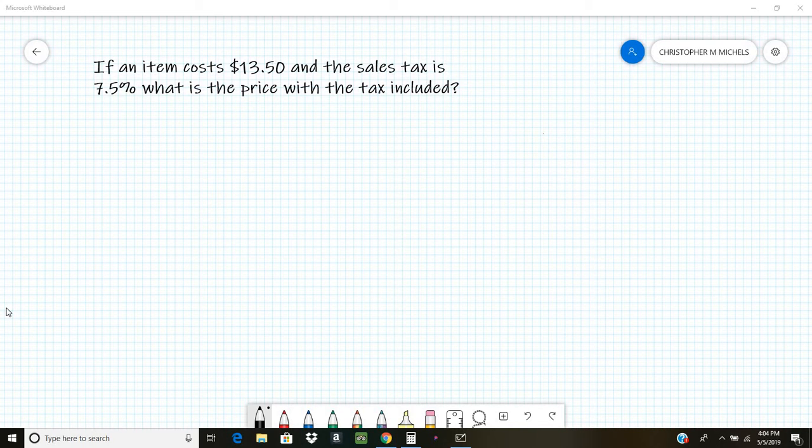Okay, let's talk about percent increases. In the last video, we talked about percent decreases. So with a percent increase, we're still going to do the same method. We're going to find that percent of change of the original amount. But in this instance, we're going to add it.